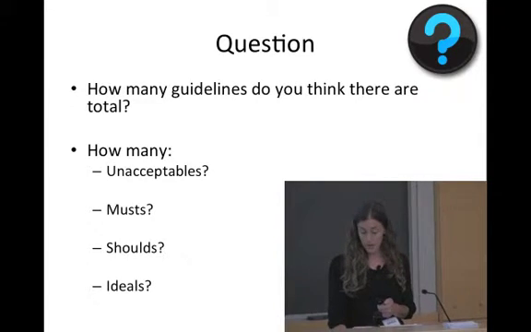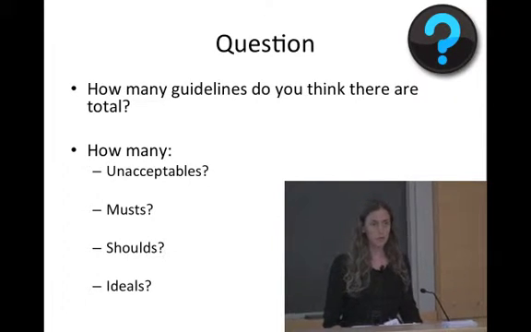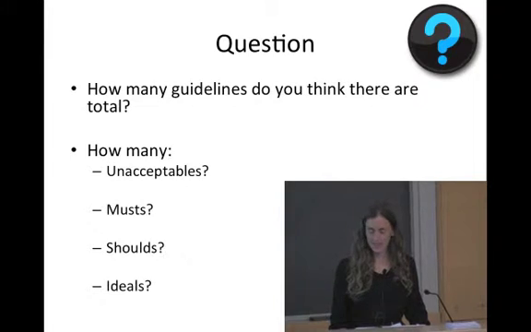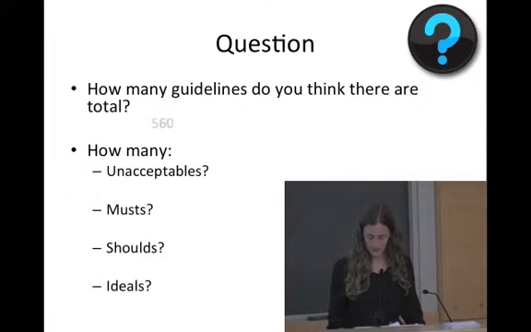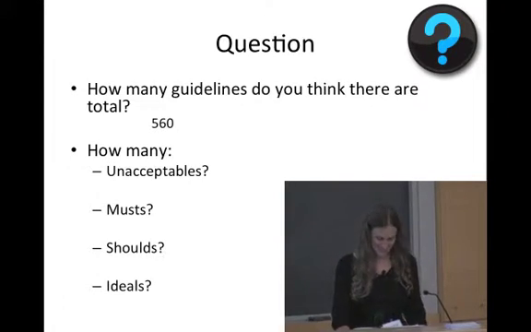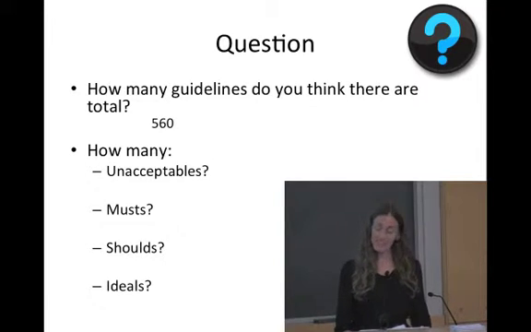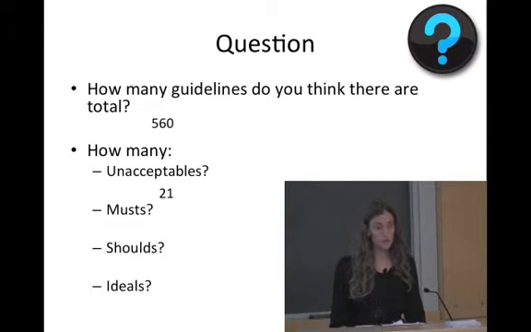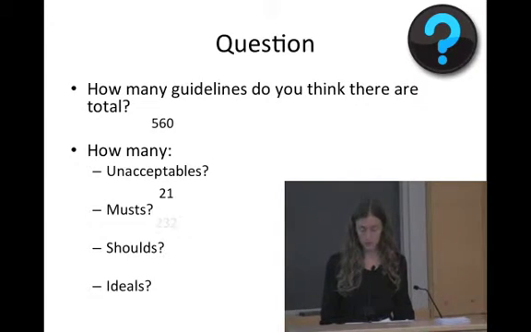So how many guidelines do you think there are total? How many recommendations in the document? Any guesses? 150. Anybody else have a guess? 560. And you'll find all of those in the Excel tool. How many unacceptables? Oops, I gave it away. So 21 unacceptables, 232 musts.